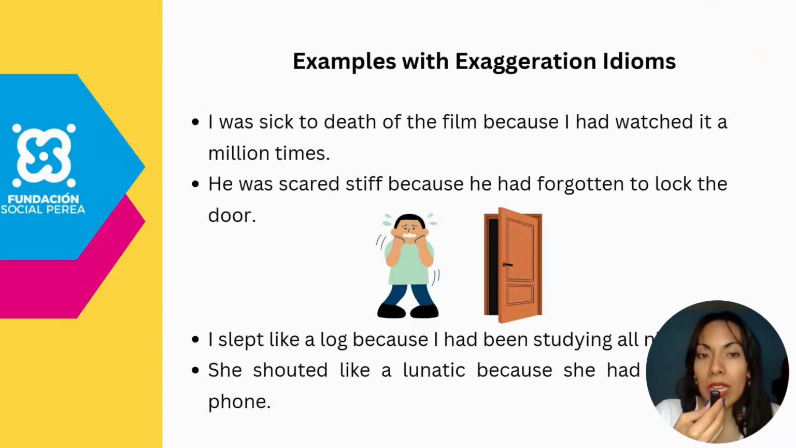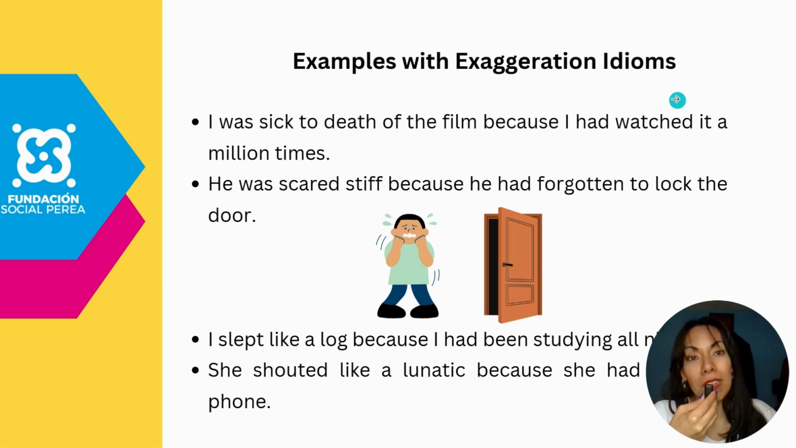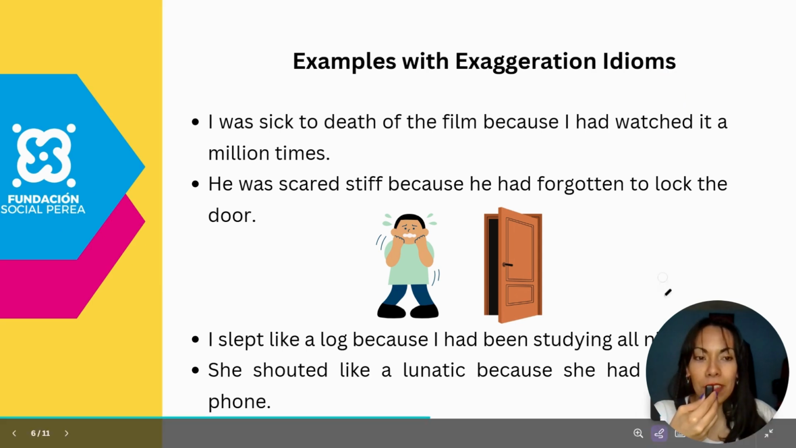Here you're going to have some examples with the idioms that you have in the vocabulary list. For instance, "I was sick to death of the film because I had watched it millions of times." So it's important to take into account the fact that the person was sick to death, and this person had watched the film before. So this is the option that happened at first. That's going to be your clue.